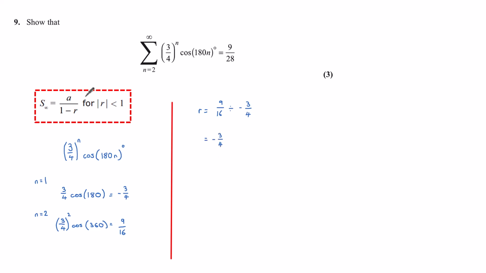Now I can use my sum to infinity formula, because my a, the first term of this sequence, is when n is 2, so the first term is 9/16. I have just found my common ratio to be minus 3/4, and I can substitute them now into my sum to infinity formula, which gives 9/16 over 1 minus negative 3/4, which does indeed work out to be 9/28. And so we have shown that this sum is equal to 9/28.